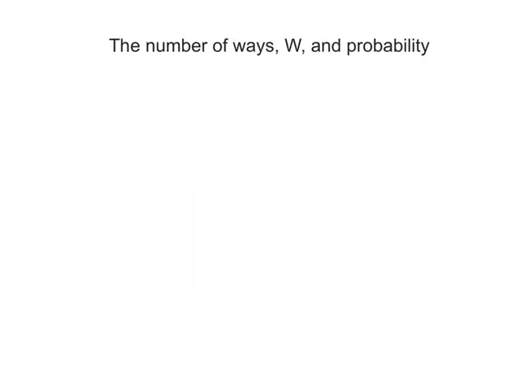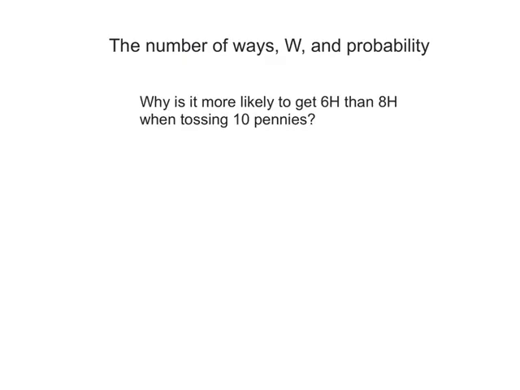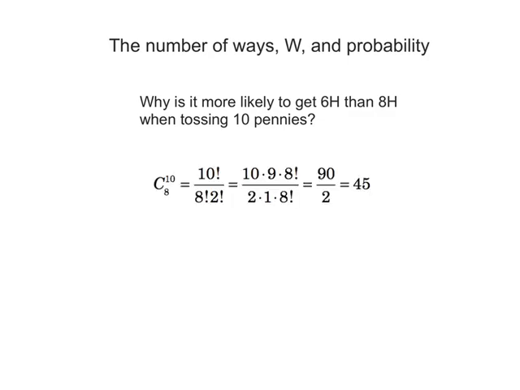The more ways that an outcome can occur, the more likely it is for that outcome to occur. Why is it more likely to get 6 heads than 8 heads when you toss 10 pennies? We can use the combination formula to determine the number of ways that you can get 8 heads when you toss 10 pennies. This is given by 10 factorial divided by 8 factorial times 2 factorial. This works out to be 45 ways.